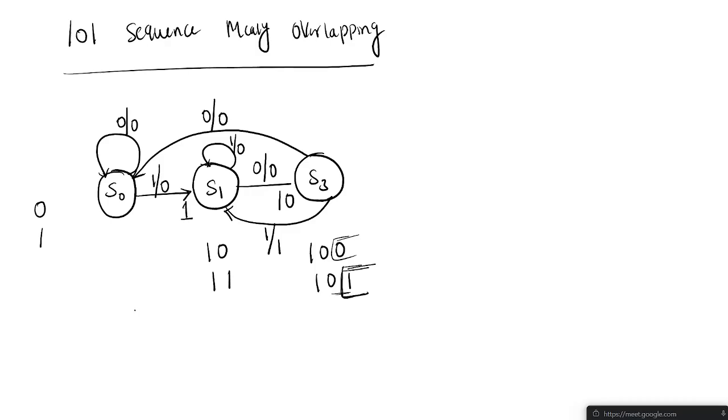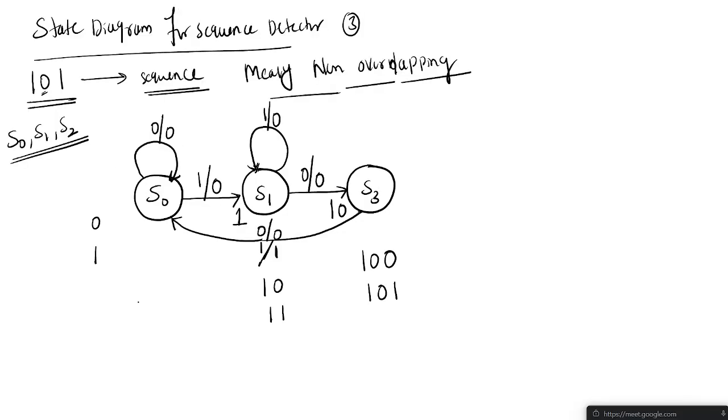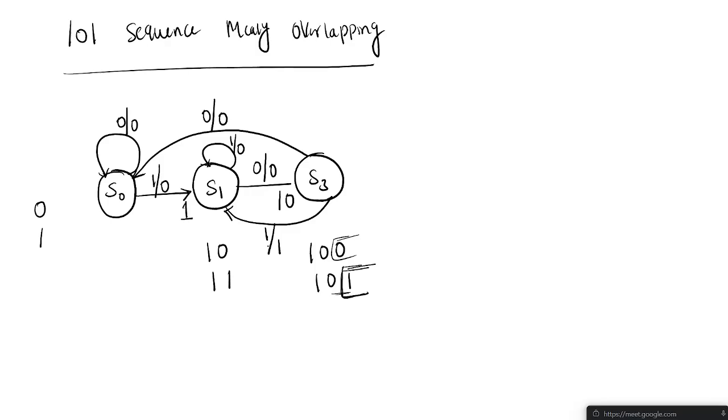Did you understand this? So what is the difference between these two? When 1 is received, it will go to the initial state. But when 1 is received here, which state does it go to? S1, as this is the overlapping case. Okay, understood? So I will design for the non-overlapping sequence detector, and you design for overlapping.